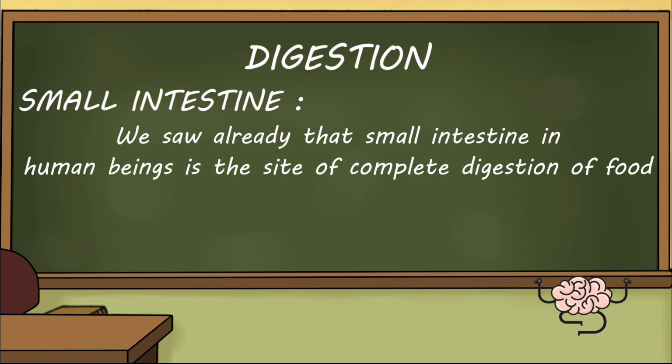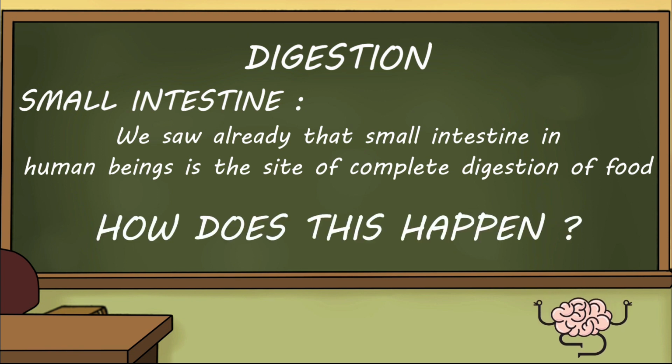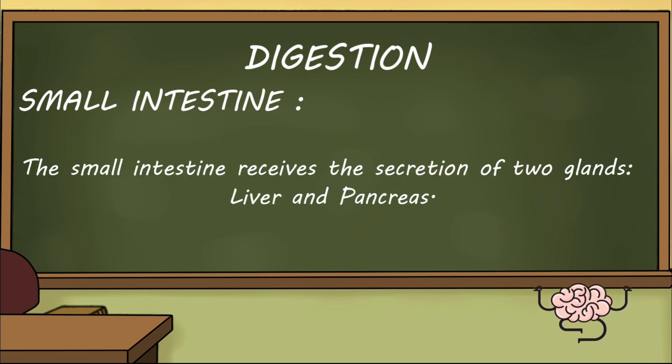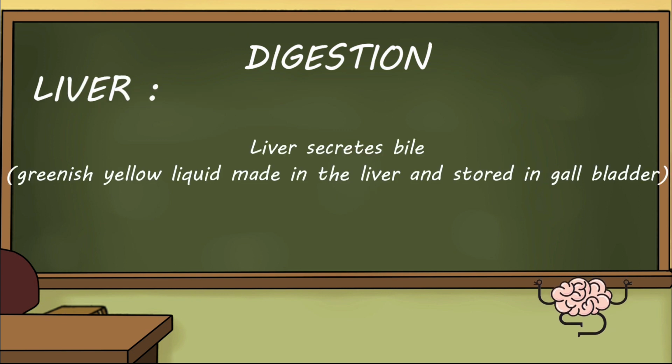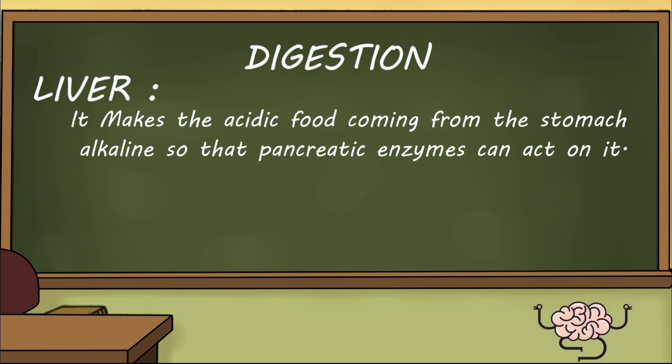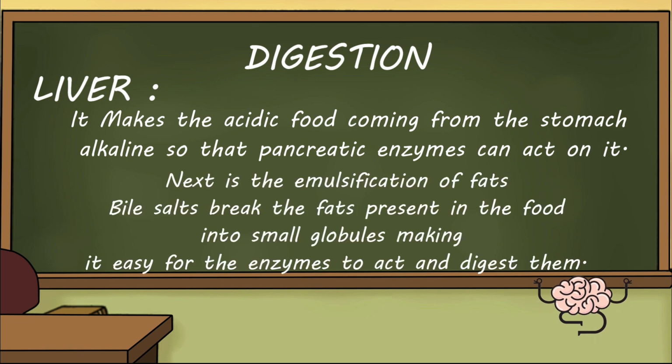We saw already that the small intestine in human beings is the site of complete digestion of food. How does this happen? Well, the answer is quite simple. The small intestine receives the secretions of two glands, the liver and pancreas. The liver secretes bile juice, which is a greenish yellow liquid made in the liver and stored in the gallbladder. Bile juice performs two functions. It makes the acidic food coming from the stomach alkaline so that the pancreatic enzymes can act on it. Next is the emulsification of fats.